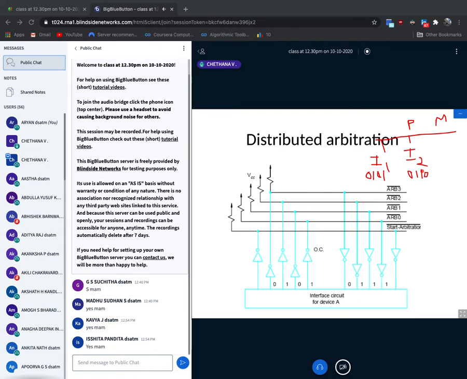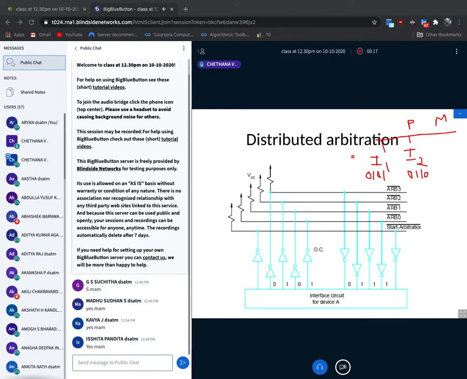For every device there is one unique code. That unique code will be used. It is like putting a vote in polling. During the election, we have one unique ID, the voter ID. Everybody has a voter ID, isn't it? After the age of 18 years, everybody will get the voter ID, and with that voter ID we can go to the polling station and vote. Like that, the devices also have unique IDs.